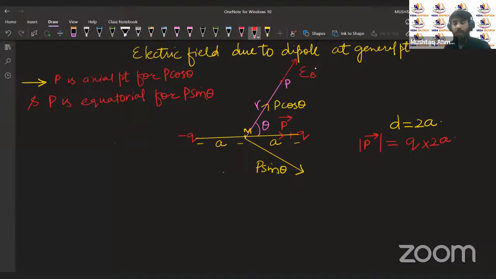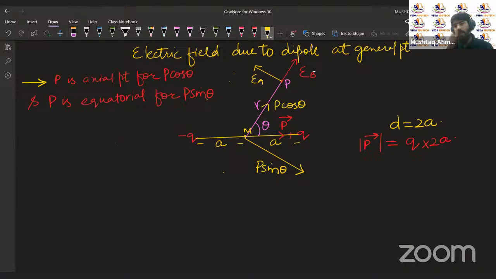And we know that at the equatorial point of a dipole, the electric field is directed opposite to the direction of the dipole moment, right? P sin theta is directed in this direction. So at this point, the electric field due to the P sin theta component will be opposite to it, right? So this will be the component. Let me call this EA.